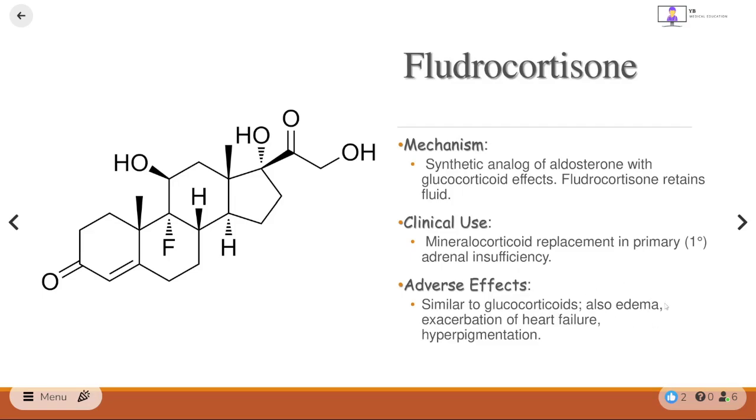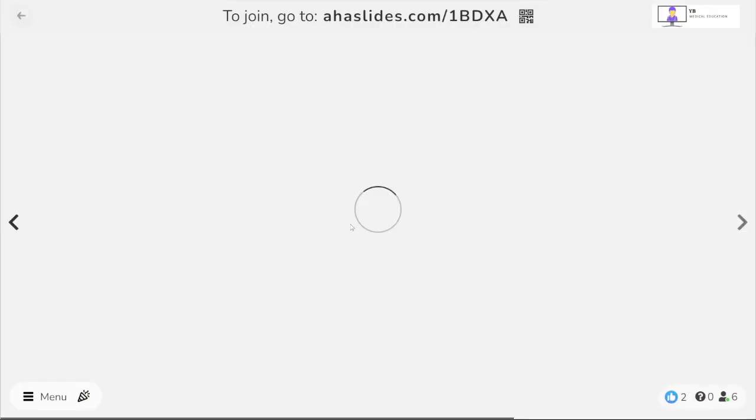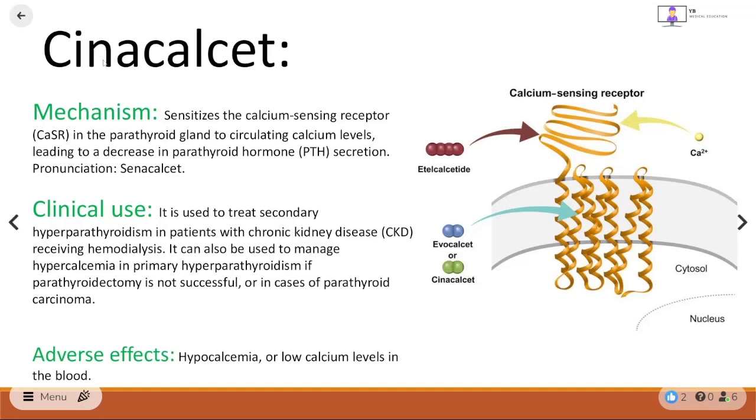It also could lead to edema because you're retaining water, exacerbation of heart failure, and hyperpigmentation since you are decreasing the ACTH. You're screwing the ACTH, right? Okay, the last two drugs, actually the last three drugs we have, cinacalcet.